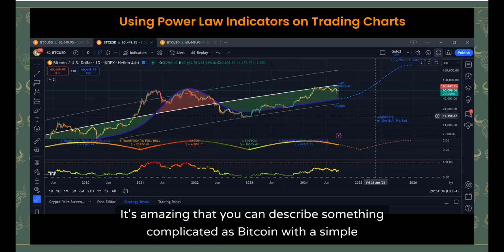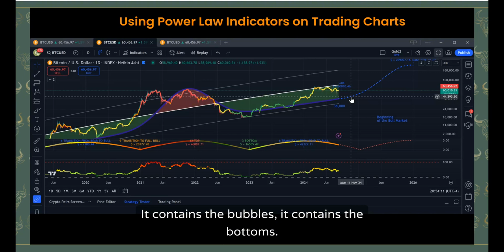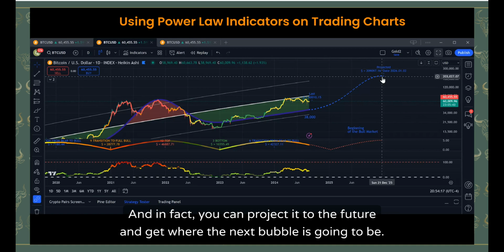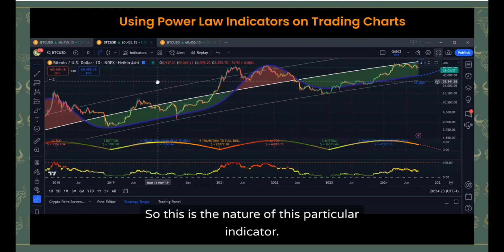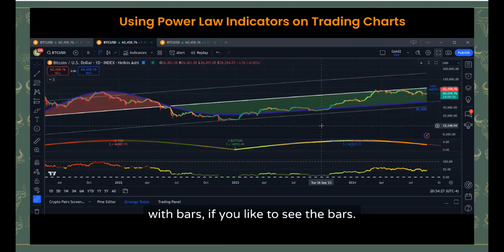It's amazing that you can describe something as complicated as Bitcoin with a simple equation. It contains all these components. It contains the bubbles, it contains the bottoms, and in fact, you can project it to the future and get where the next bubble is going to be. So this is the nature of this particular indicator. You can use it with bars if you like to see the bars.